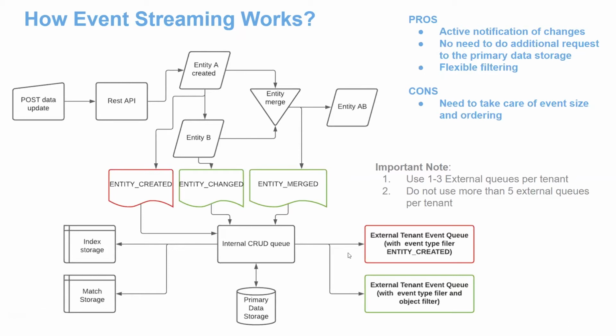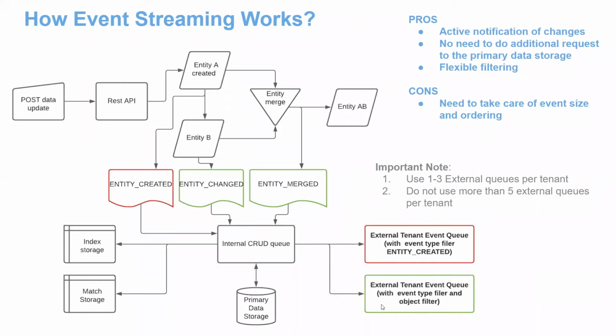If you configured 1 or 2 or 3 external queues, or whatever number, there is no limitation today, there's just best practice. For your tenant, you will be receiving all of these events into your queue. In this specific case, I created 2 queues, and on one I put a filter so that I only want to receive entity created types of events into this queue. So I will only receive this event here.